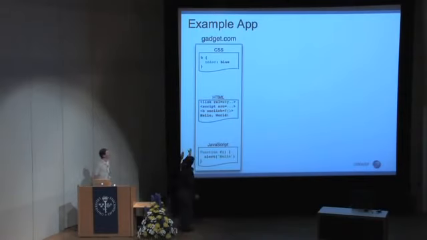Now, how does a particular piece of gadget look like once it's cajoled? Well, here's a sample gadget hosted on gadget.com. It consists of some HTML, which references some CSS.